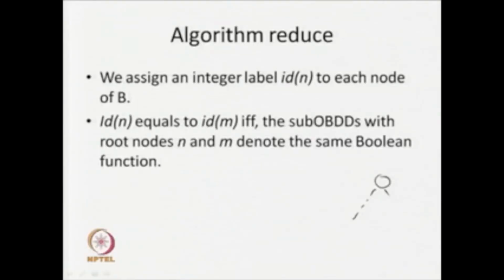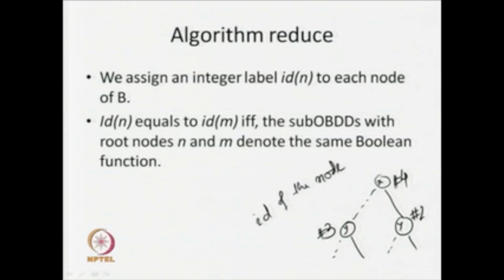Say I have a BDD like this, with variable x and variable y, and we are going to have some ordering. In this case, we assign some integer label to each node. I can assign integer label 3 to this one, 2 to that one, and 4 to this one. This is the integer label of these nodes, and we say this is the ID of the node.